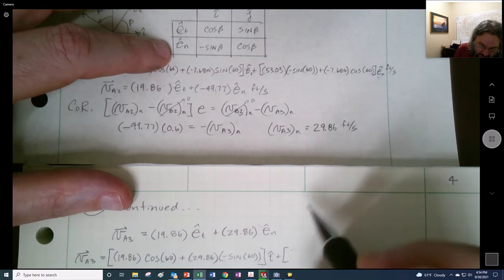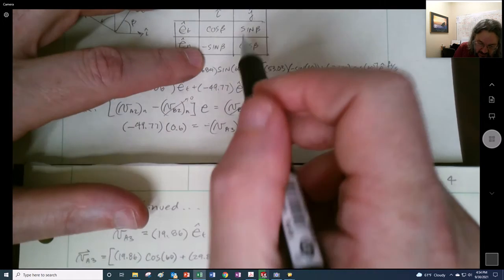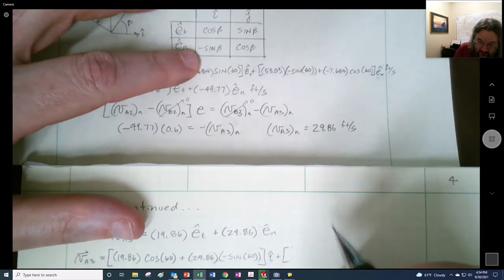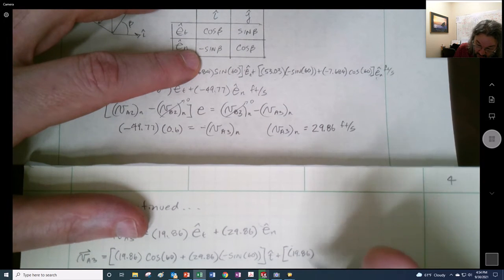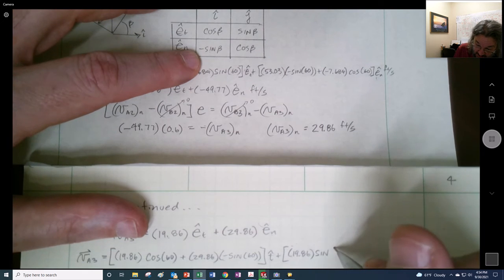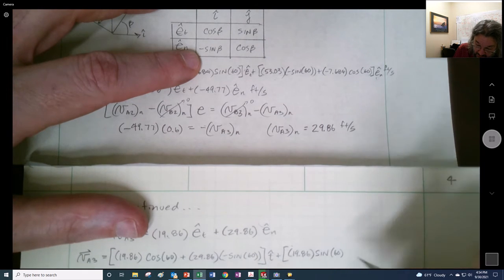Okay, doing it again. Take this. Now we're going to go down this column. So we're going to take the 19.86, which I remember very well. It was a good year. I was 16, got my driver's license.